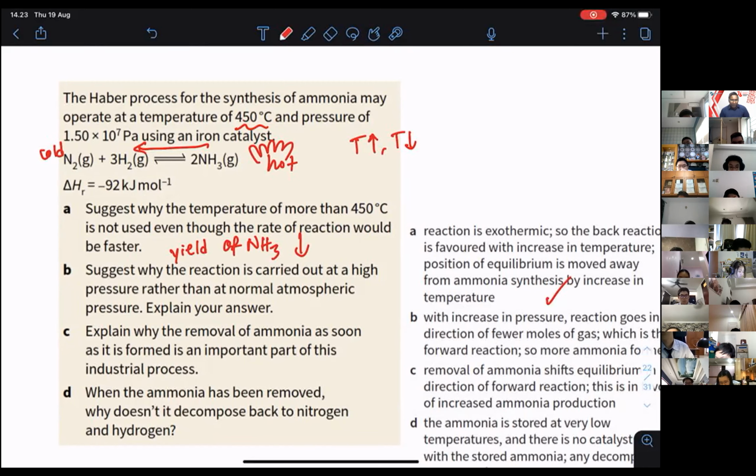Next question, suggest why the reaction is carried out at high pressure. Why are they doing it at a high pressure? Let's see. All of them are gas, so this is 4, this is 2. High pressure means I need to bring the pressure down. How do I bring the pressure down?